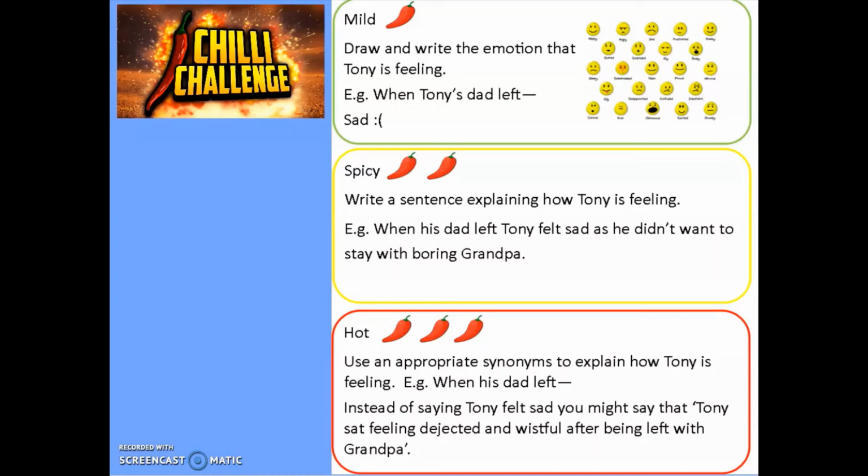If you are doing the spicy challenge, then you're going to write a sentence explaining how Tony is feeling in each scene. For example, you would write, "When Dad left, Tony felt sad, as he didn't want to stay with boring Grandpa."